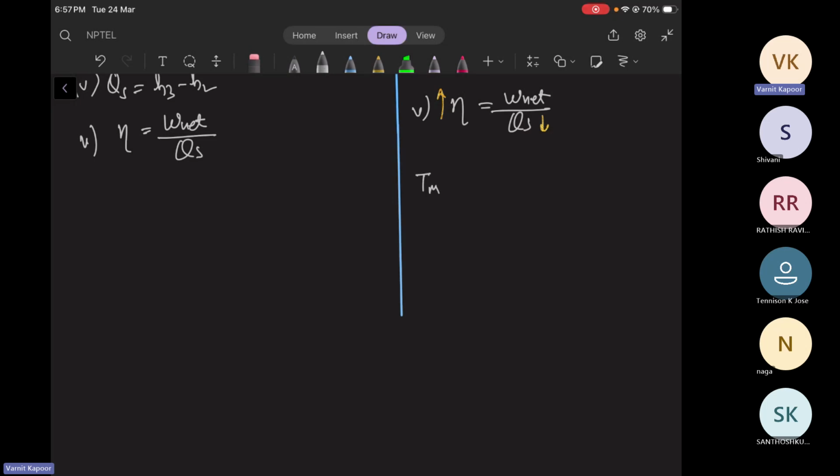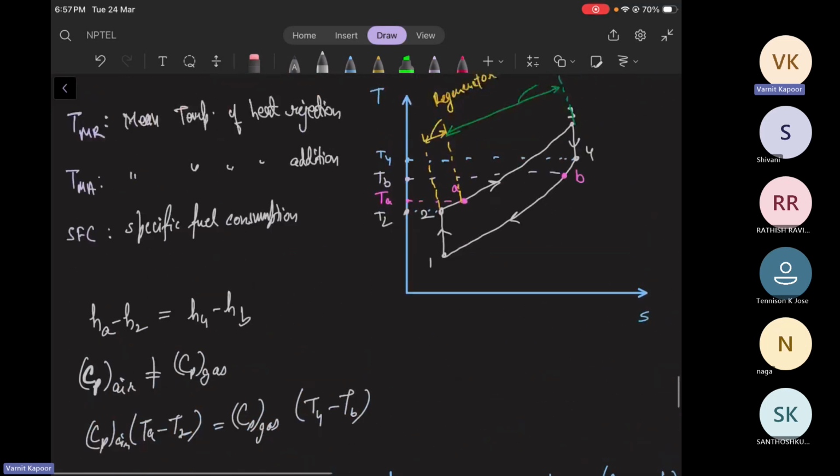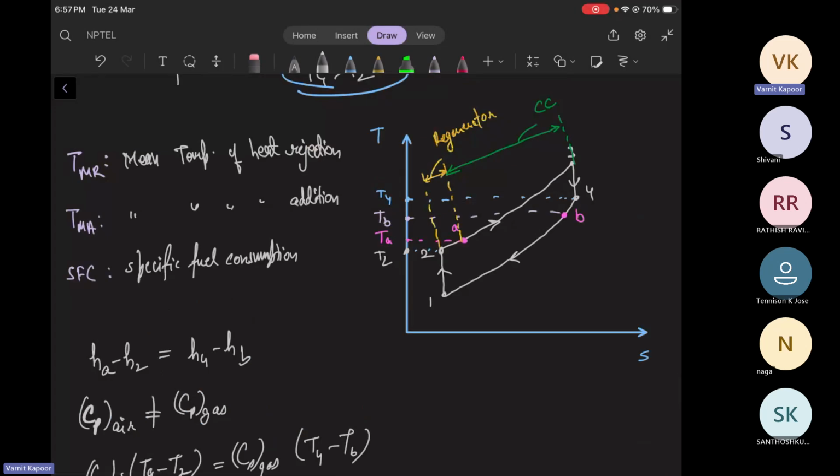Mean temperature of heat addition increases. Now, what will happen to the mean temperature of heat rejection? Earlier, our heat rejection was happening from 4 to 1. Let us say 4 was at 400 and 1 was at 50. So 400 plus 50, the mean temperature of heat rejection will be 225.